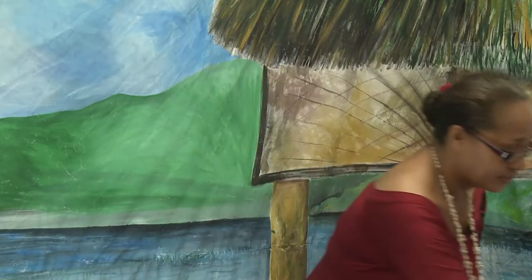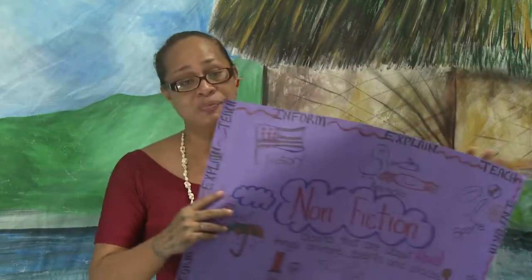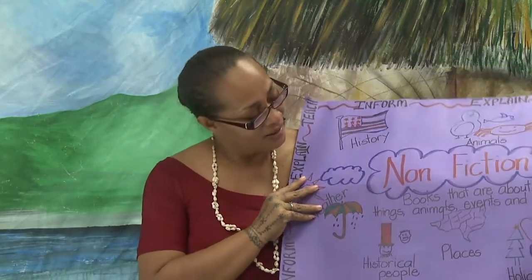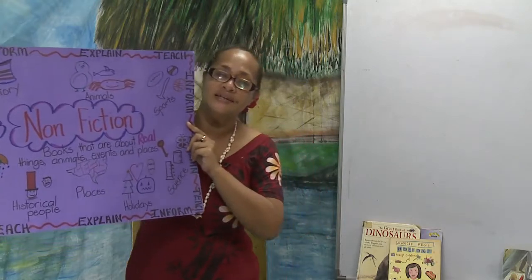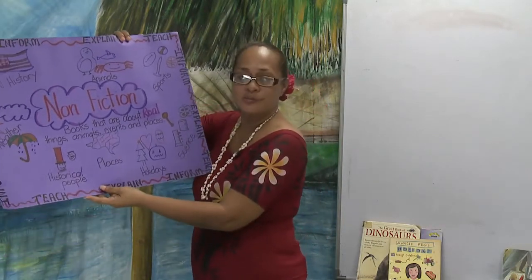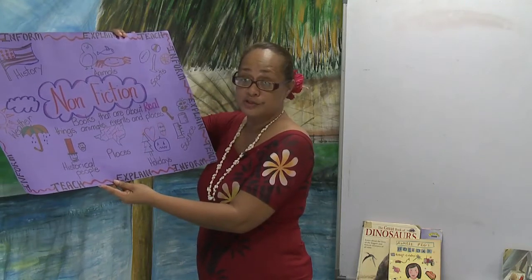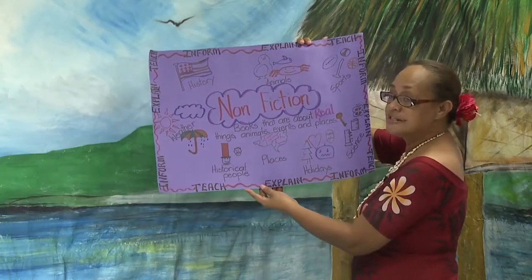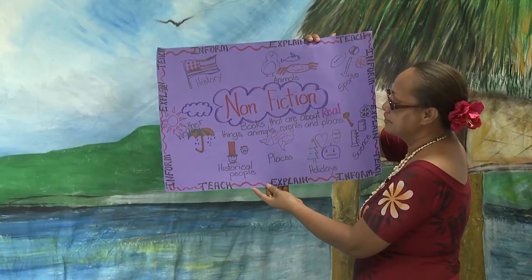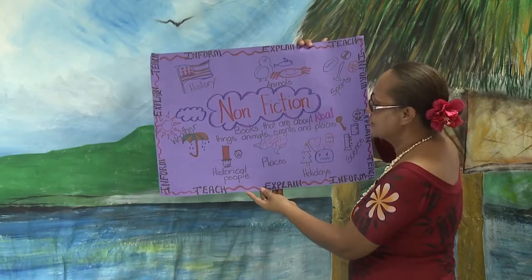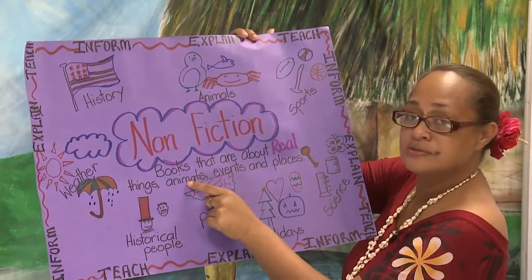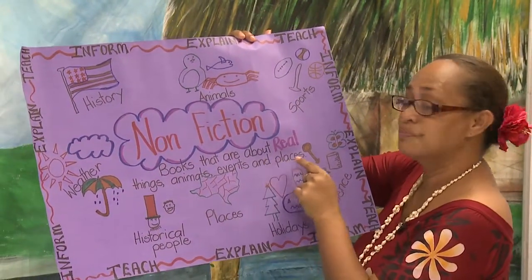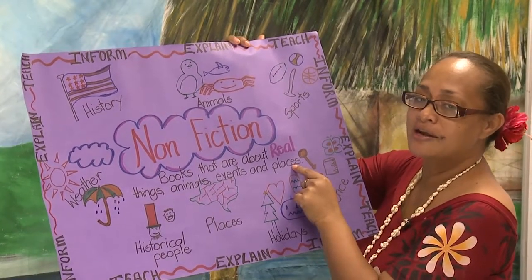I'd like to show you a poster that I prepared for you today, so that you can easily learn. You will find that it's very easy for you to understand the features or the text forms that are in a non-fiction book. As you can see, non-fiction are books that are about real things, animals, events, and places. So it's not made up.